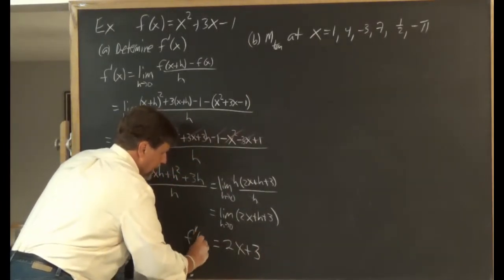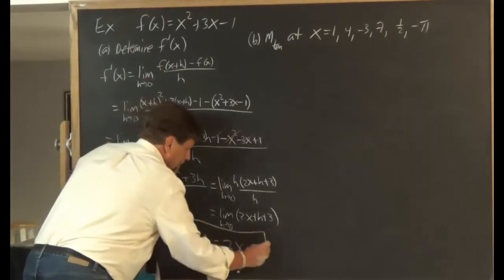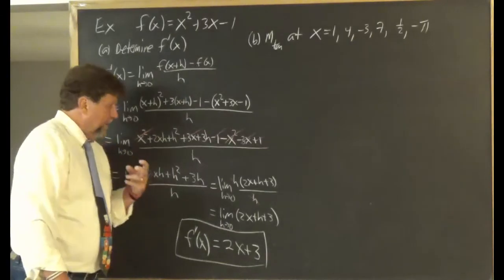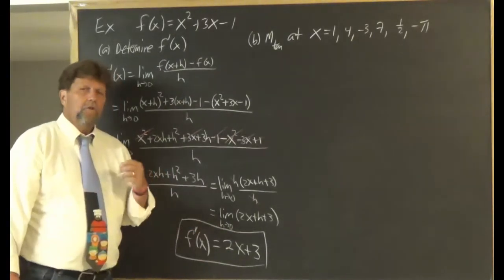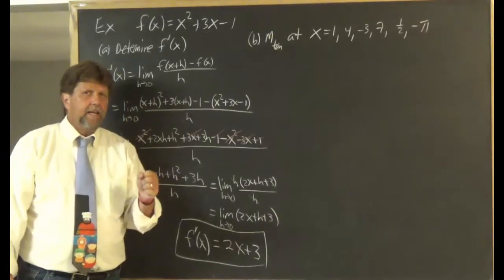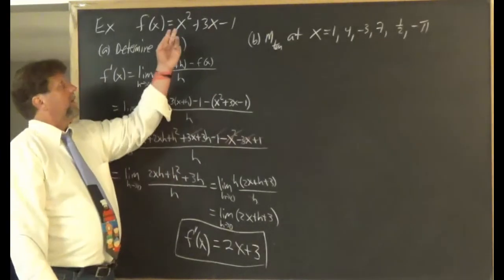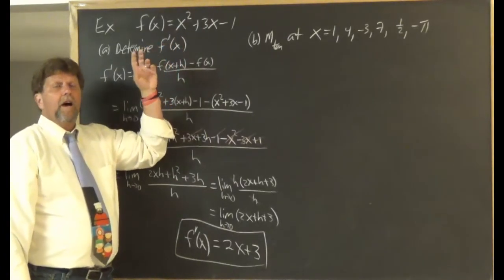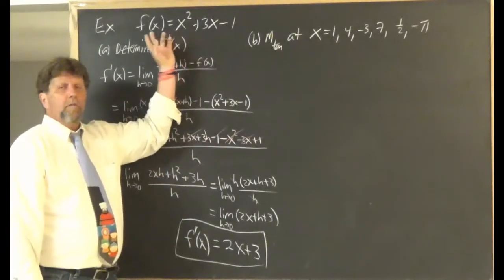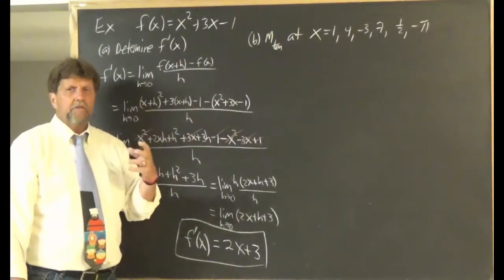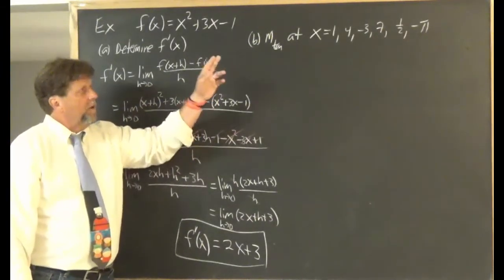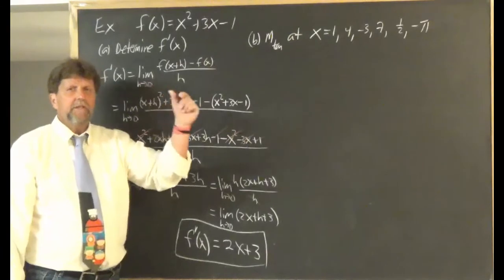Folks, we just found the derivative of the function x squared plus 3x minus 1. We found that its derivative is 2x plus 3. Remember, derivative is telling us an instantaneous rate of change. It's telling us the slope of a tangent line tangent to any point we want on this curve, x squared plus 3x minus 1. So in part B, we should be able to answer those questions just like this.